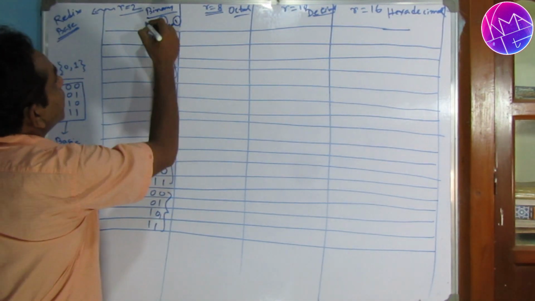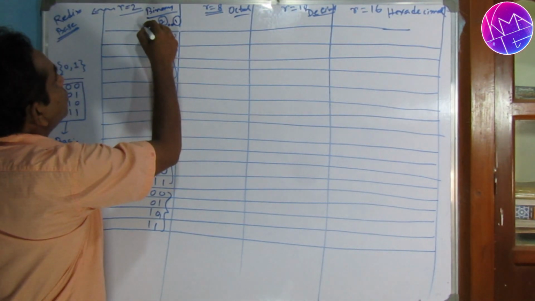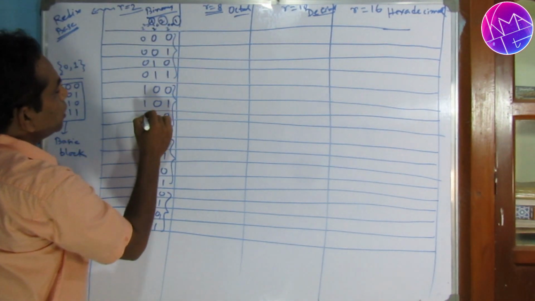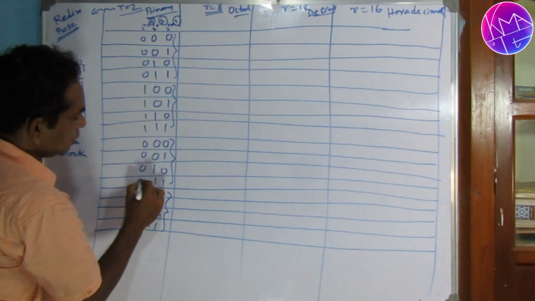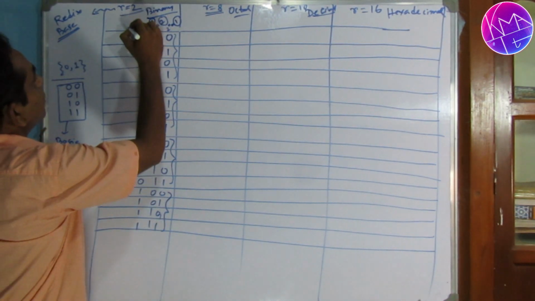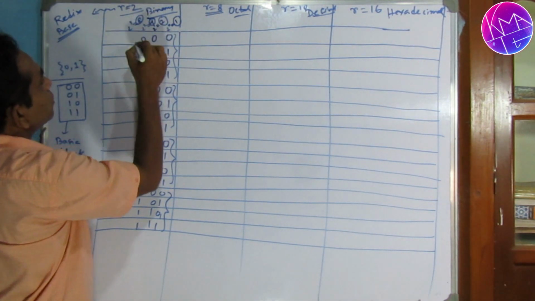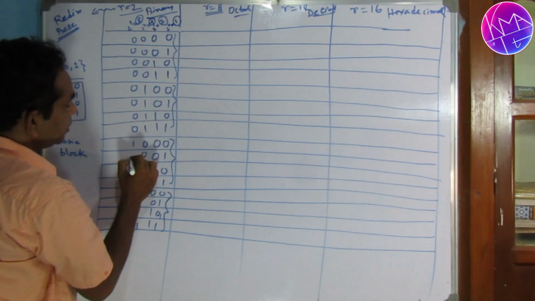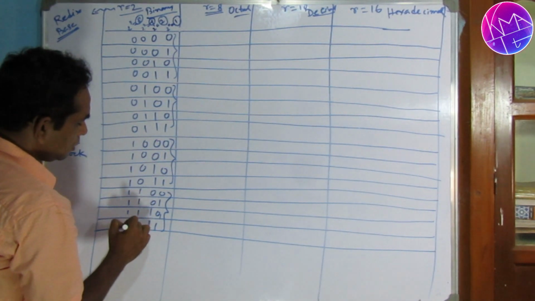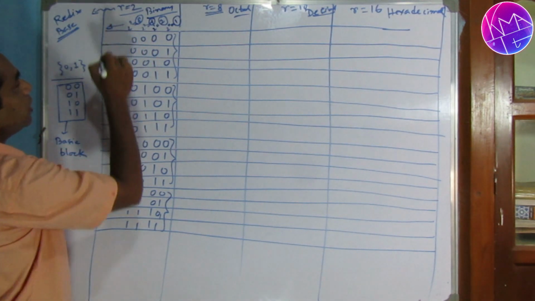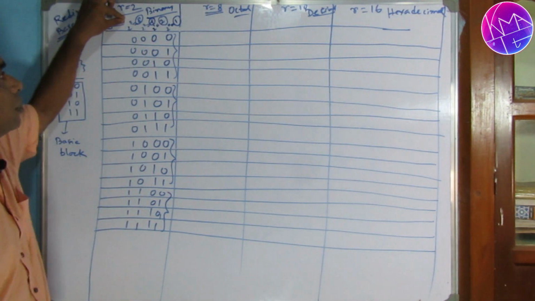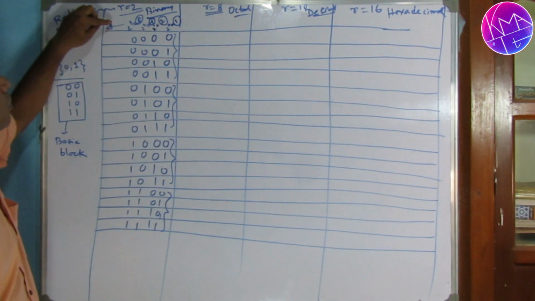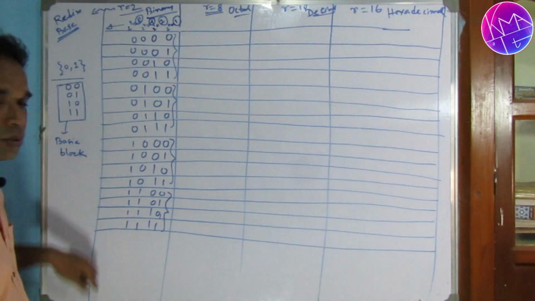Now the next column would be 2 to the power 2, means 4, means 4 zeros, 4 ones, 4 zeros, 4 ones. Next column, 2 to the power 3 means 8, so 8 consecutive zeros, then 8 consecutive ones. We can write many more. 2 to the power 4 means 16, so 16 zeros, 16 ones, 16 zeros in this way. Then 2 to the power 5 equals 32, so 32 zeros, 32 ones.